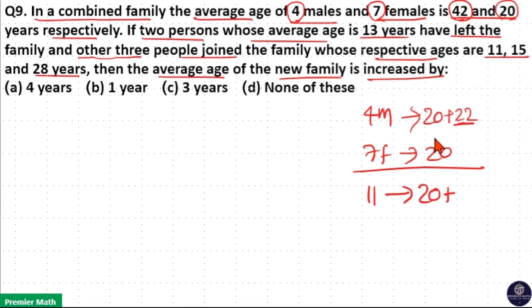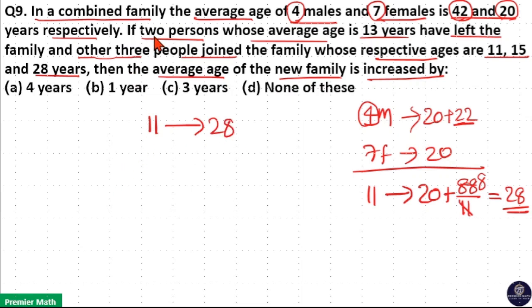This 22 is for these 4 people. So, 22 into 4 is 88. This 88 should be distributed to these 11 people. So, 88 by 11, which is equal to, 11 goes 8 times in 88. So, 20 plus 8, 28 is the average age of 11 people. So, average age of 11 people is 28.